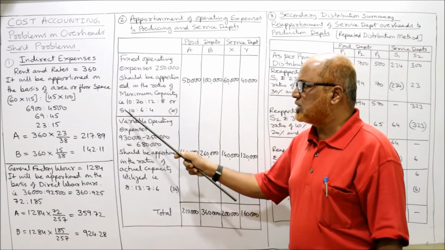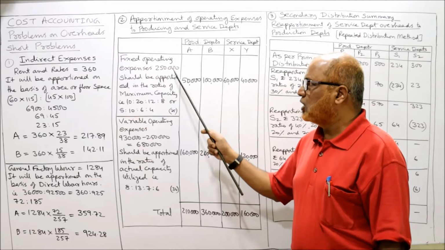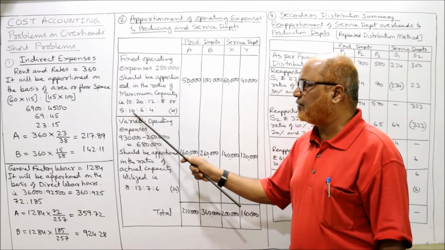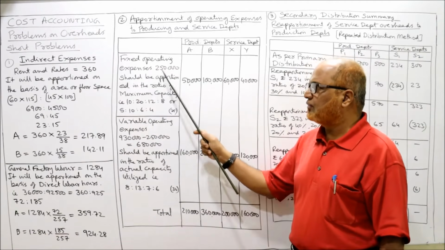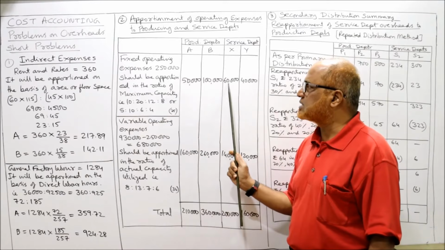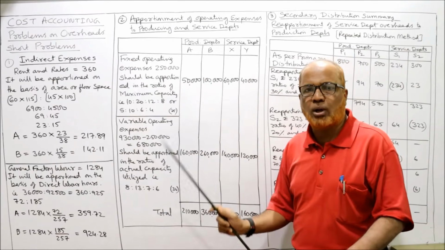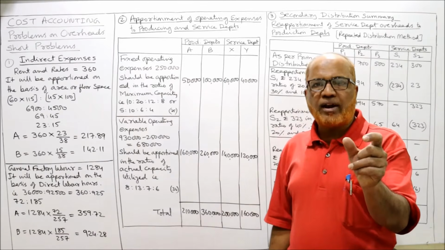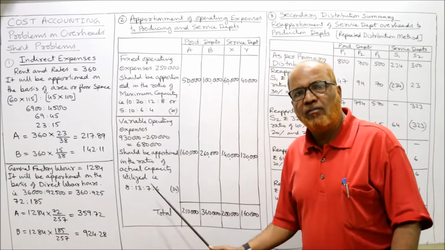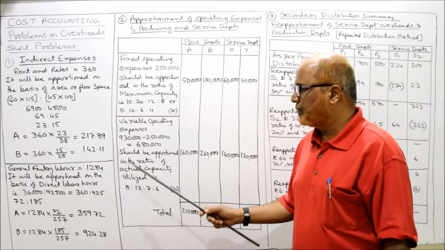So 2,50,000 into 5 by 25, 50,000. 2,50,000 into 10 by 25, 1 lakh. 2,50,000 into 6 by 25, 60,000. 2,50,000 into 4 by 25, 40,000. That's all. The fixed overhead we have apportioned. Now we'll apportion the variable overhead.